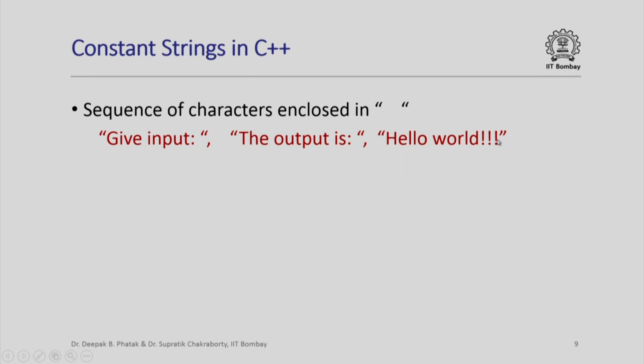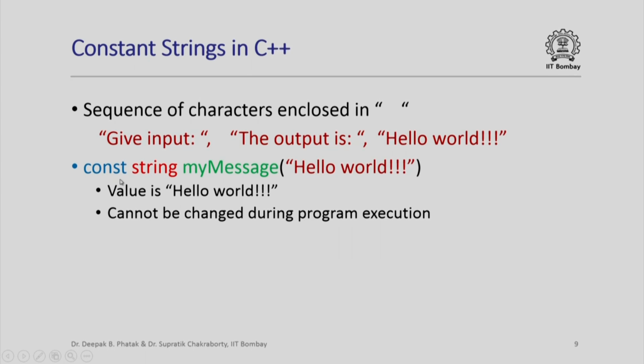All of these exclamation characters are also parts of the string. I could also say const, this is the keyword that we have seen earlier, string my message hello world. So, this defines this to be a constant string and this is the value of the string, and because it is a constant string its value cannot be changed during program execution.